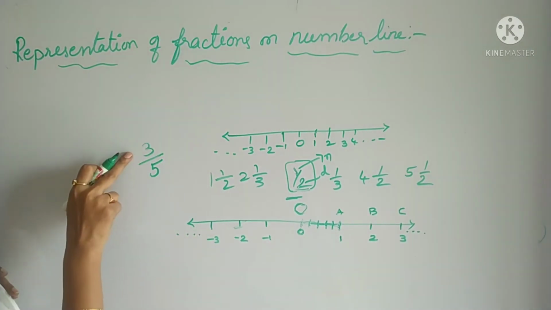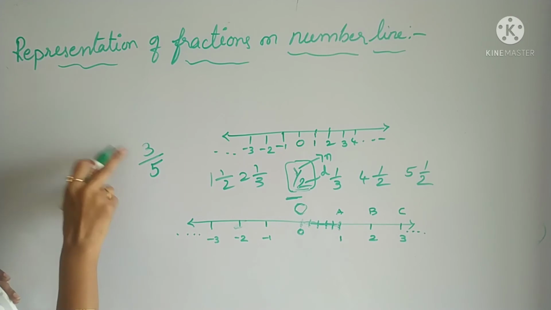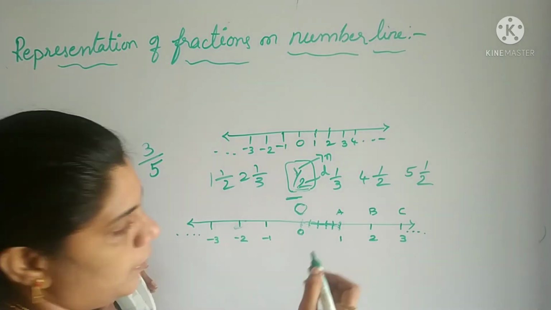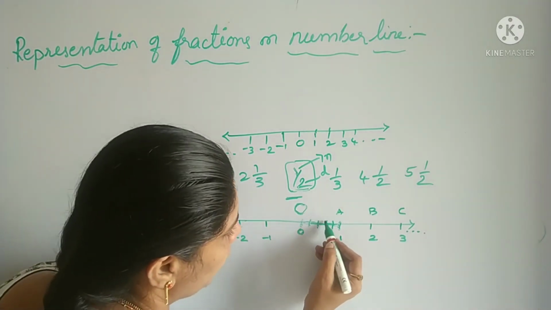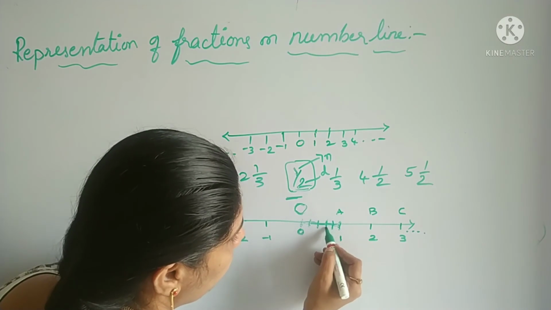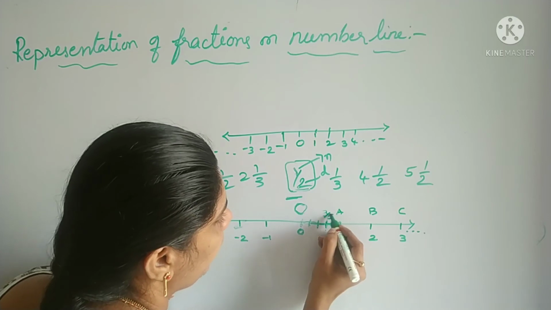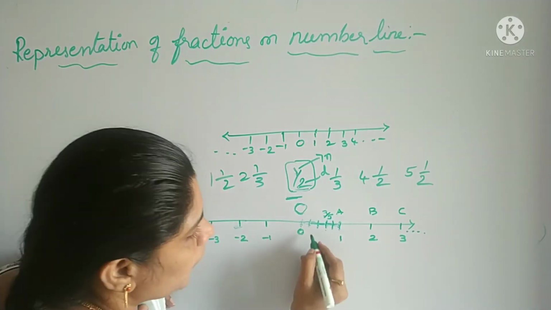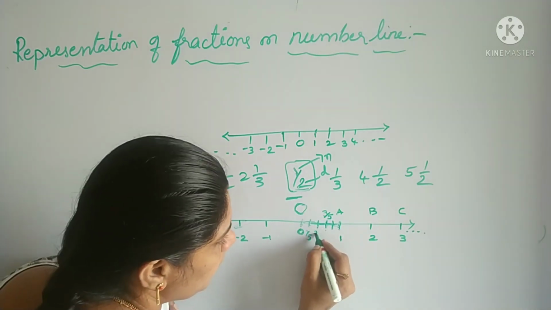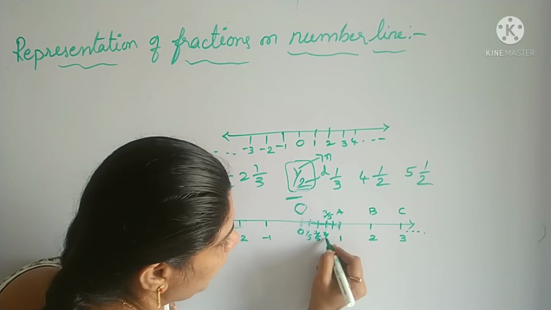Next look at the numerator. What is the number you have in the numerator? 3. So count 3 parts: first part, second part, third part. So this is the number, this is the point you have to show as 3 by 5. Understood? Now observe here, this is 1 by 5, this is 2 by 5 and next will be 3 by 5.